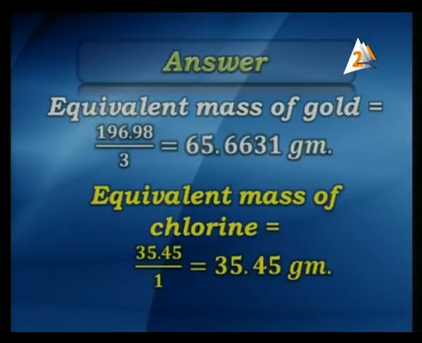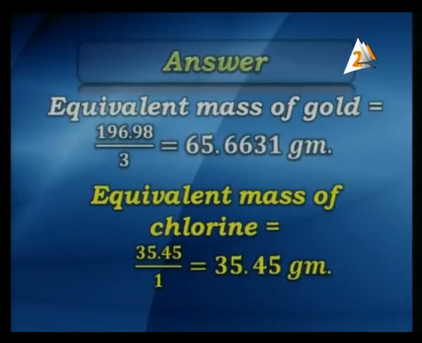What's the meaning of 35.45? I think this is the mass number for chlorine. Good. Division gives an answer: 35.45 grams of chlorine as an equivalent mass. Good. Stop here. Now you have the equivalent mass for both chlorine and gold.